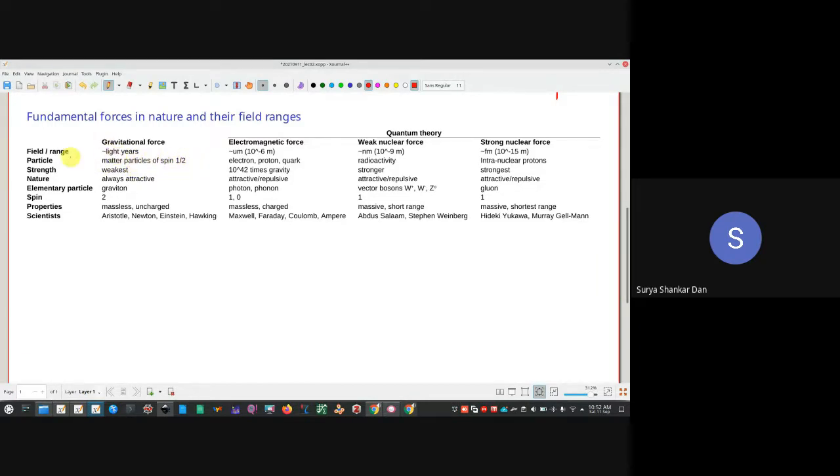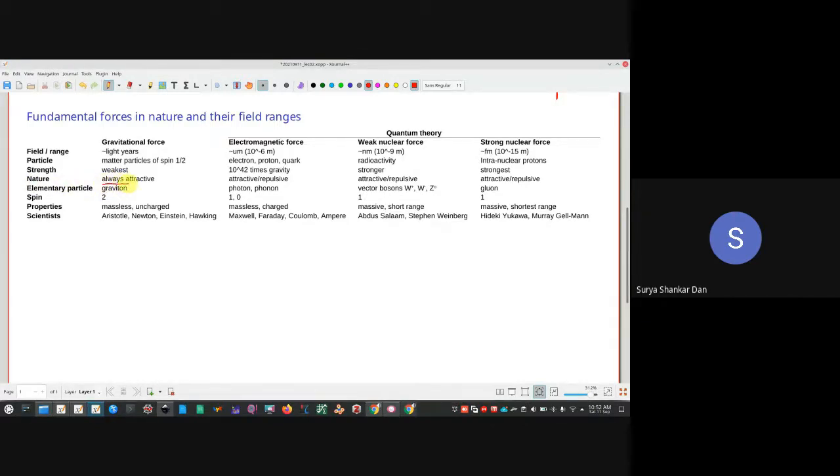Now, in terms of the strength, the gravitational force is the weakest among all the four fundamental forces. Then you might ask, if that is so weak, how are we able to find that all the largest celestial bodies, like the sun and the moon and the earth and the Jupiter, are being governed by gravitation? It is because its nature is always attractive.